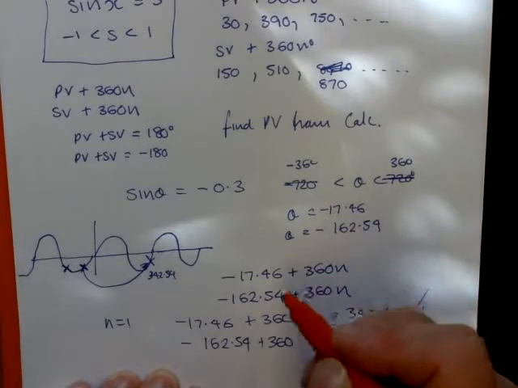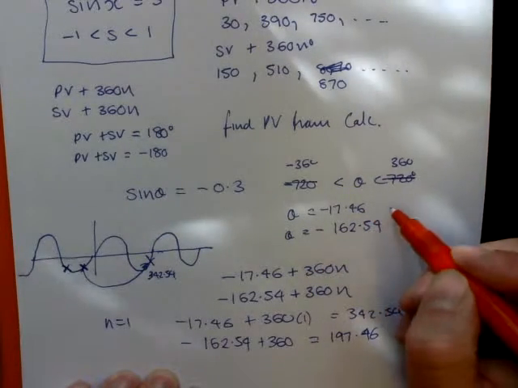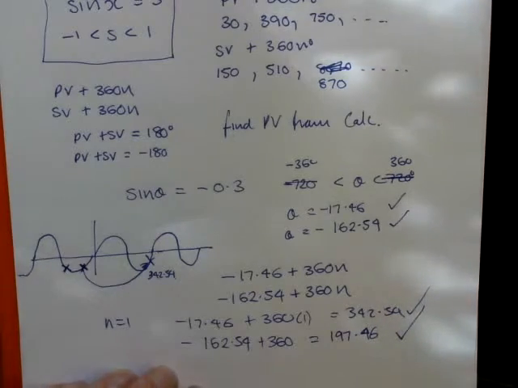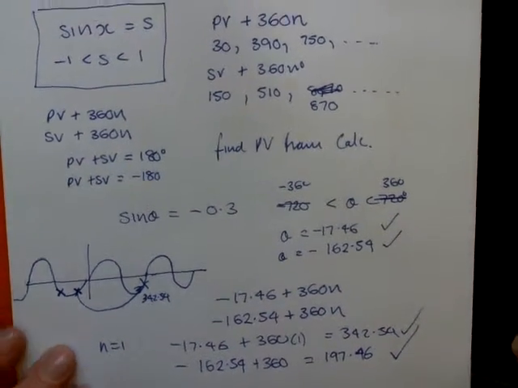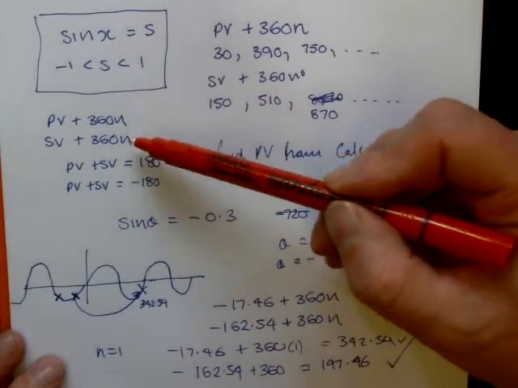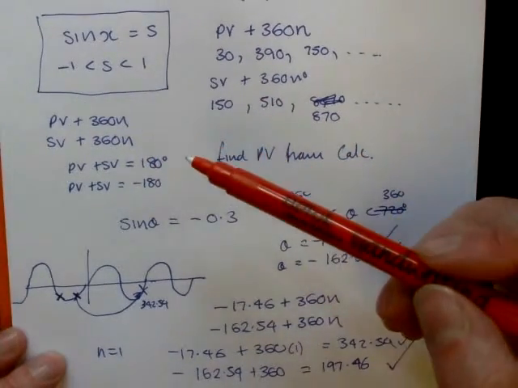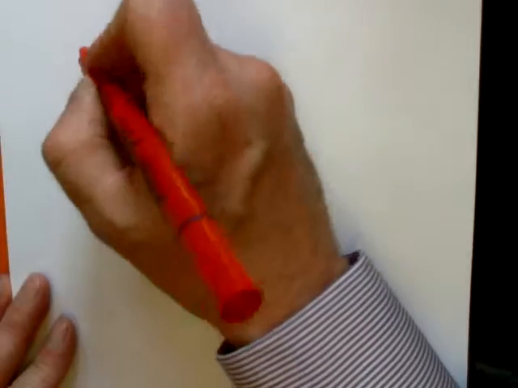So our solutions then are 342.54, 197.46, 17.46, and minus 162.54. And that's using what's called the general formula for trigonometric equations. I'm going to show you now how we can further adapt that into a problem like this.